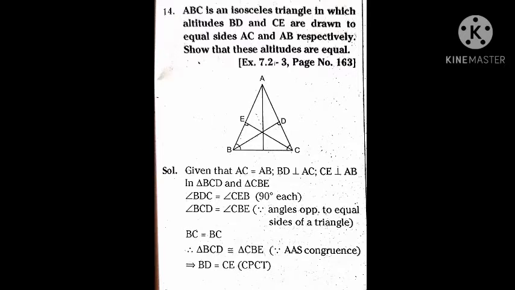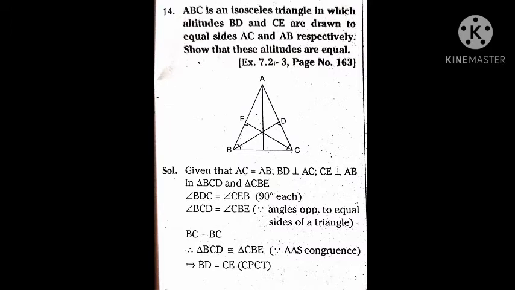Third question. ABC is an isosceles triangle in which altitudes BD and CE are drawn to equal sides AC and AB respectively. Show that these altitudes are equal. Solution. Given that AC is equal to AB, BD is perpendicular to AC and CE is perpendicular to AB.